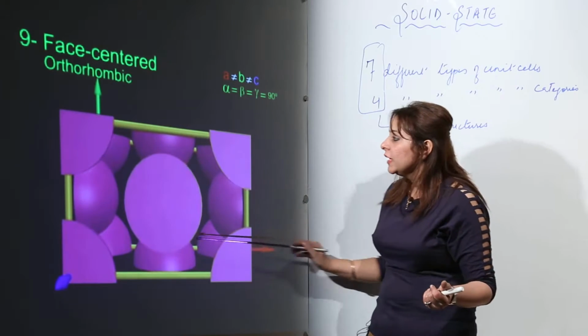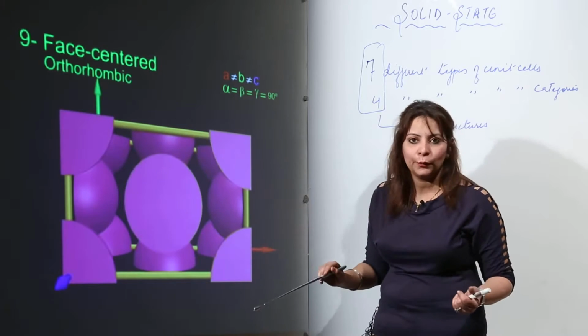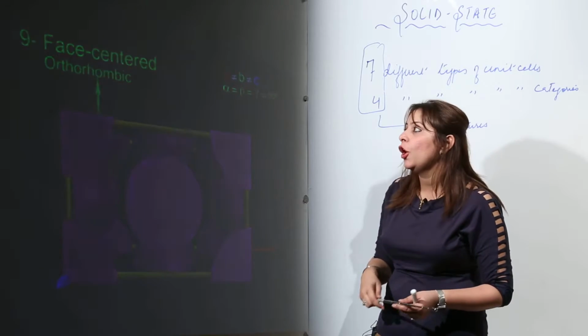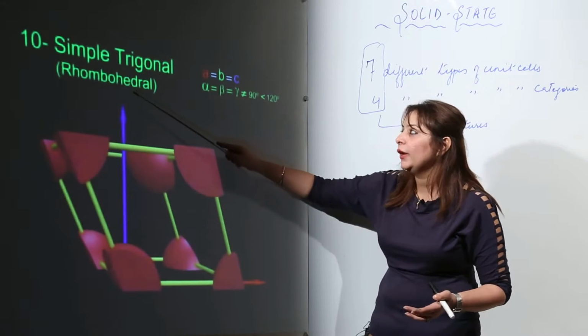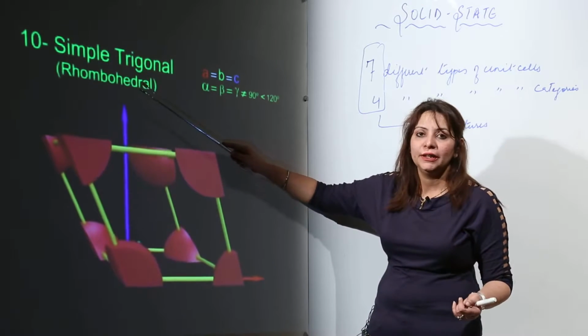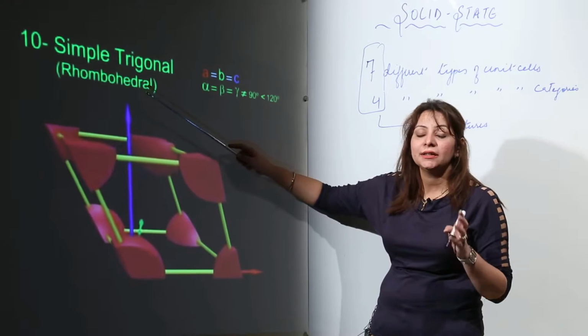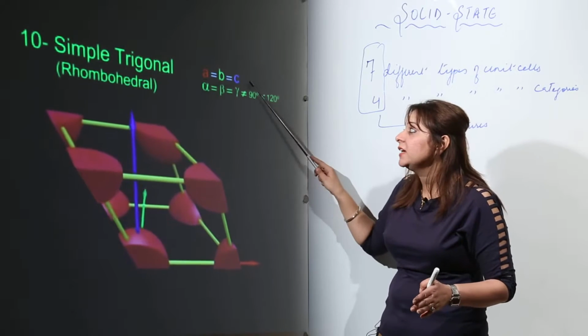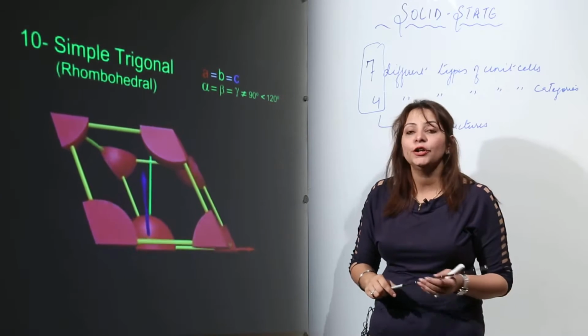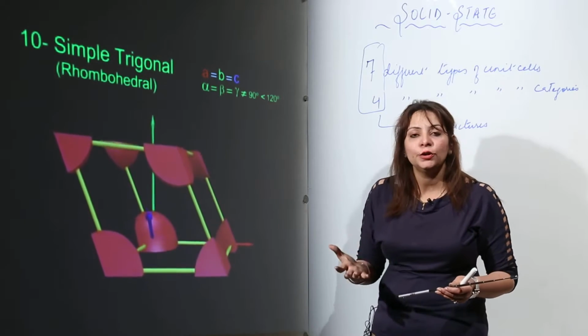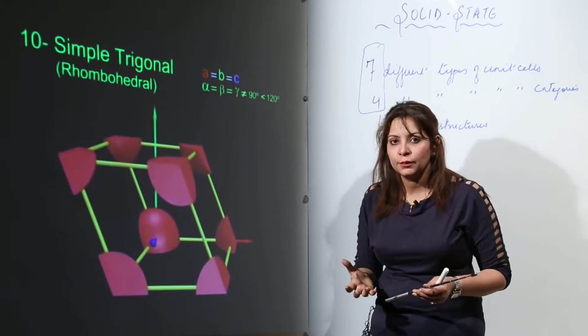So this is the face centric orthorhombic one. Now the other type of unit cell you should know is the rhombohedral. What is the rhombohedral? The rhombohedral unit cell is one in which the sides are equal but alpha, beta, gamma are not equal to 90 degree. Or you can say alpha, beta can be equal to 90 degree but gamma is not equal to 120 degree.